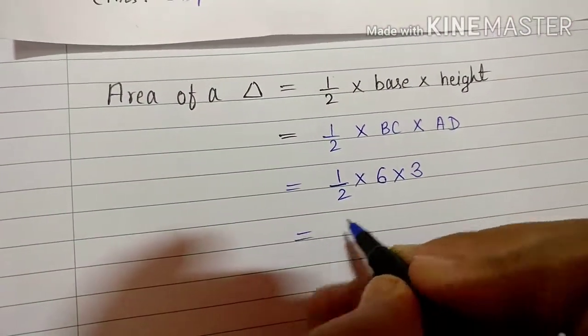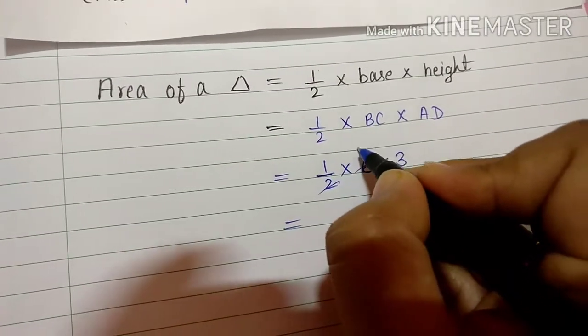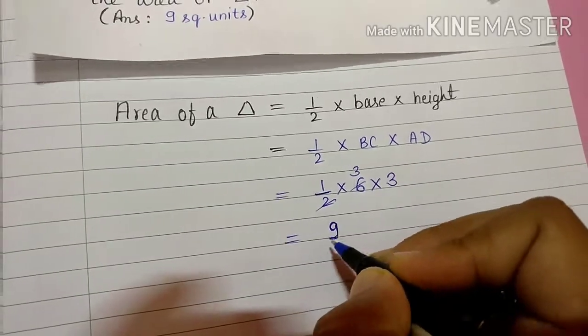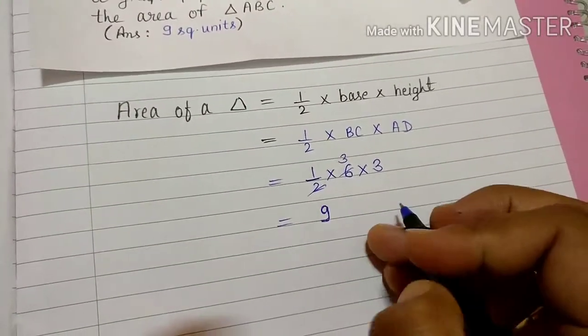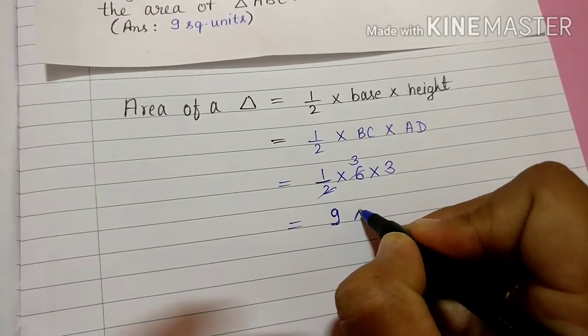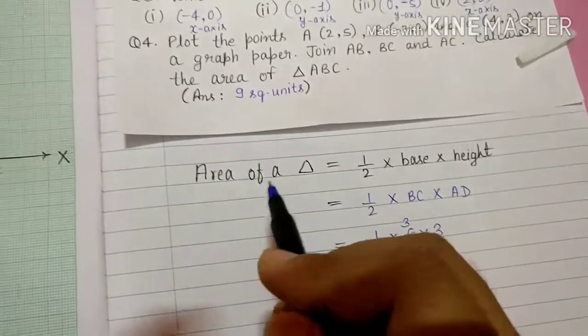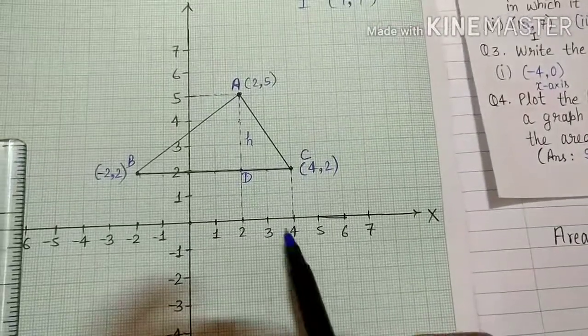So now we can find out by solving. 2 3s are 6 and 3 3s are 9. Now we are finding area, so area is in square. So we can write 9 square units is the area of this triangle ABC.